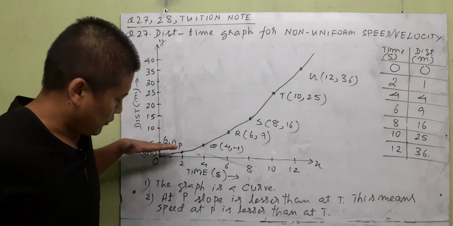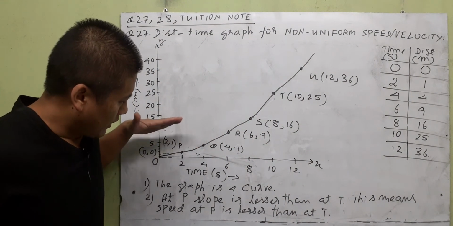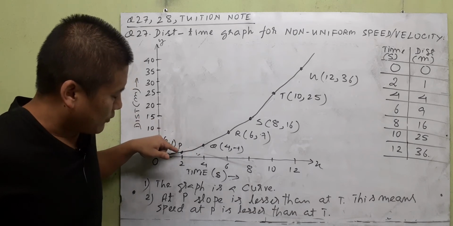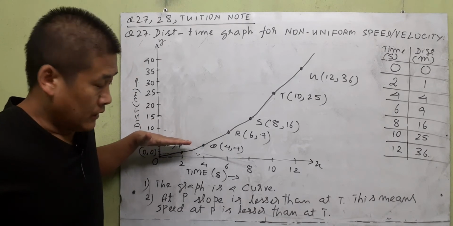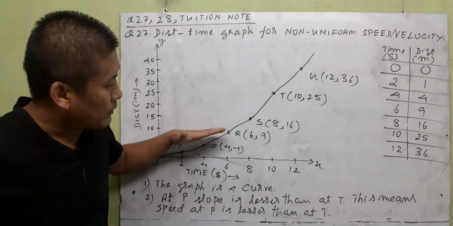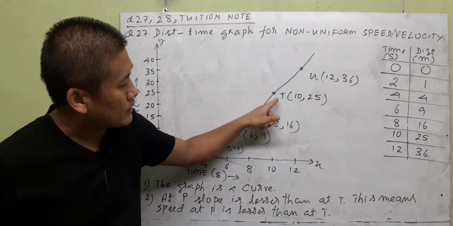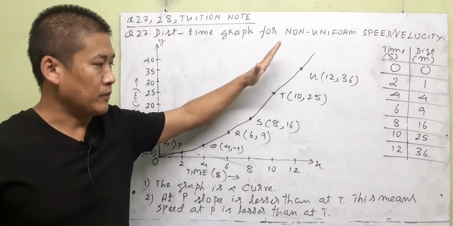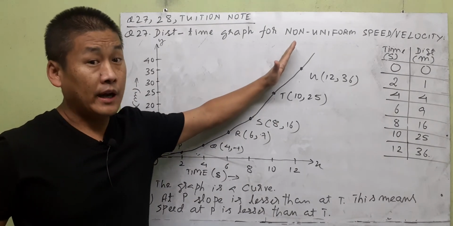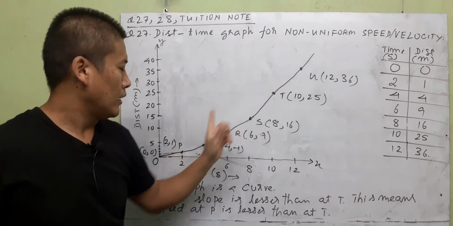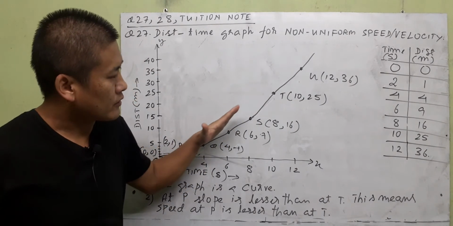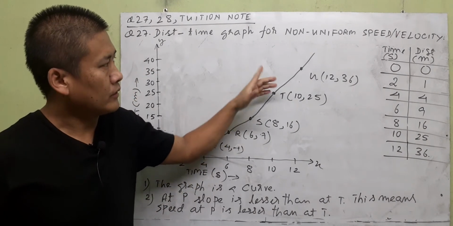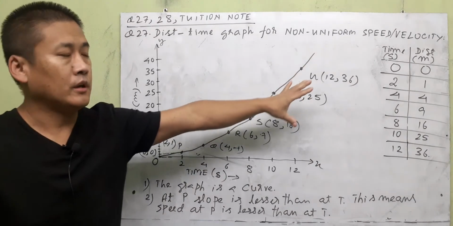Wherever the portion of this curve has a lesser slope, that means at that moment the object is moving with slower speed. But when it begins to climb steeper like this towards S, T, U, that means from the curve we can come to know that the object is beginning to move with a higher speed. So the speed is first gentle slope, slower, then higher slope, higher speed. So clearly it is not uniform speed, right?